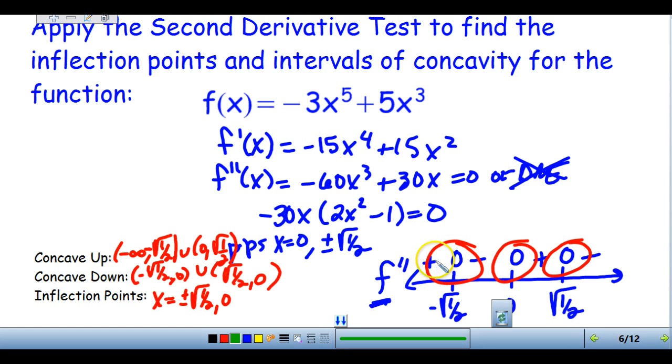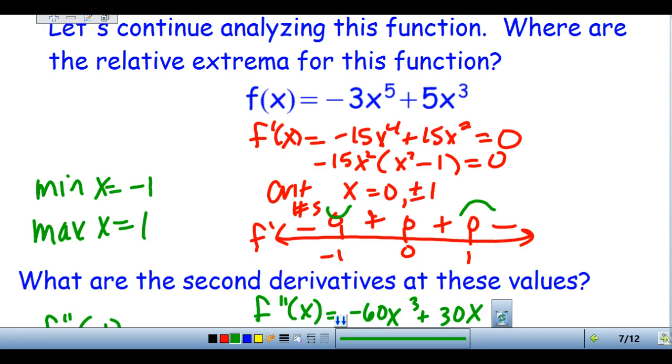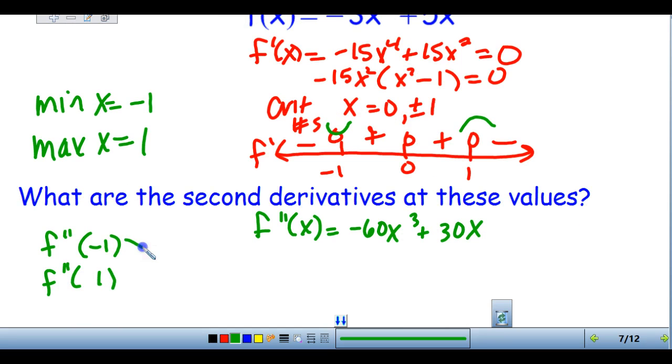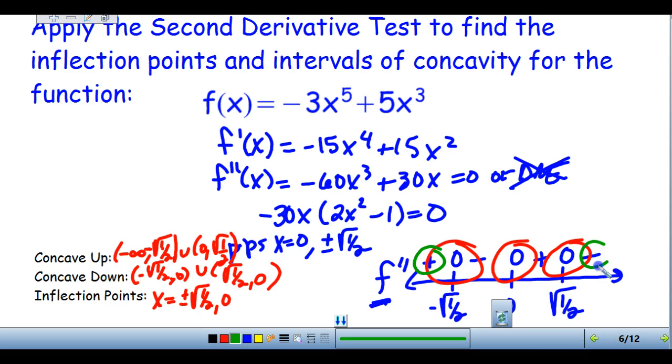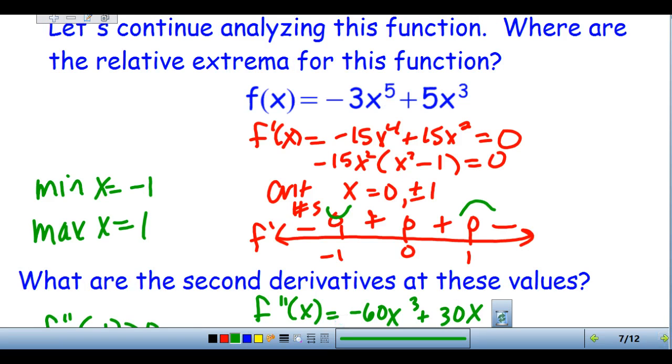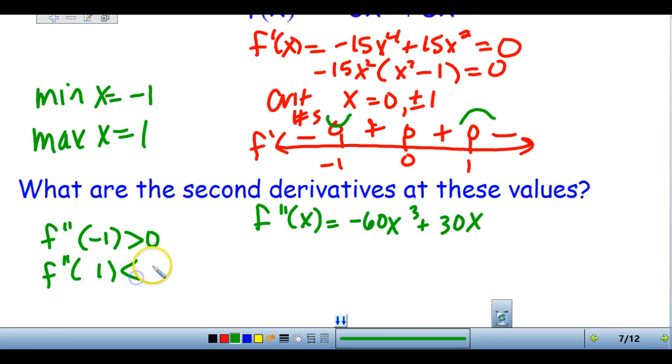So negative 1 would be in this interval here, and the second derivative was positive. If we go back and look at where 1 was at, so 1's over here, the second derivative was negative. I can make a note of that. Let's see if that makes sense.